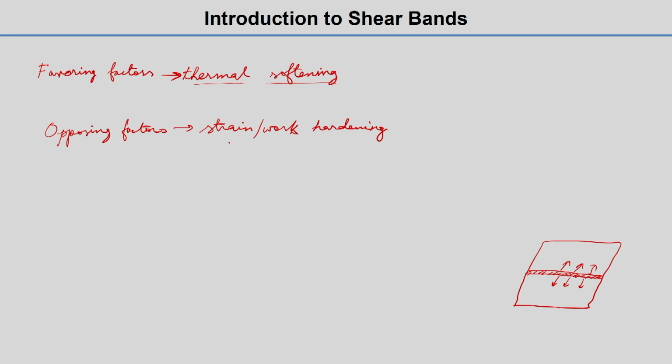So the strain hardening will oppose the shear band formation, and the thermal softening will favor it. And apart from that, we have even strain rate hardening. One is strain hardening and one is strain rate hardening. That means if you increase the strain rate, the hardening will also increase. And another favoring factor apart from thermal softening is symmetrical softening.